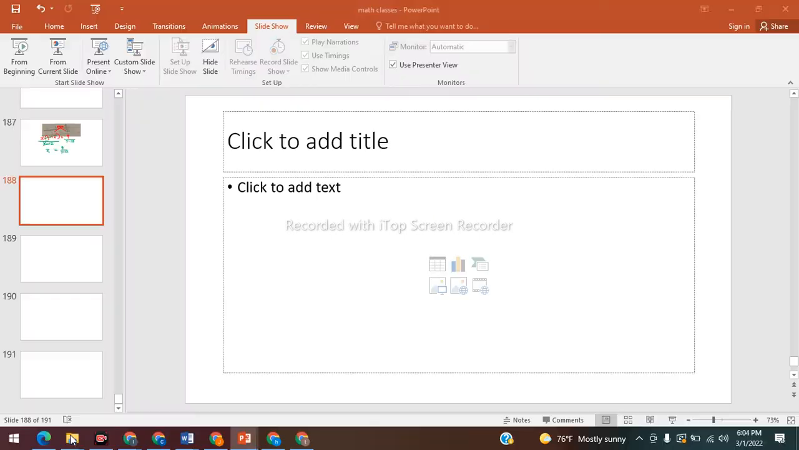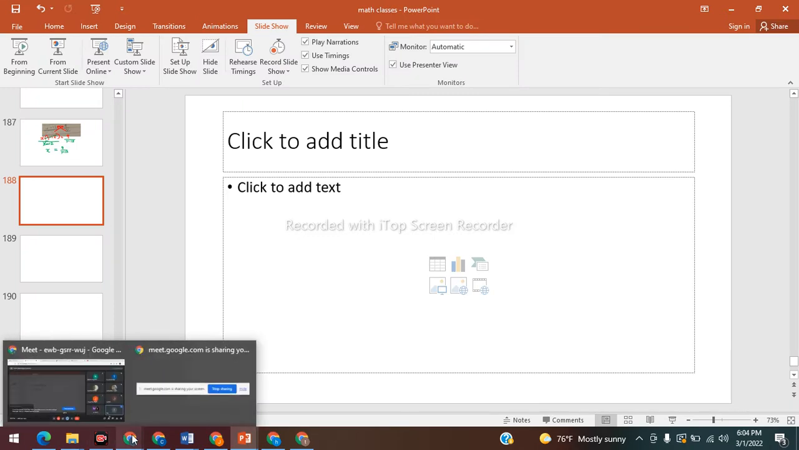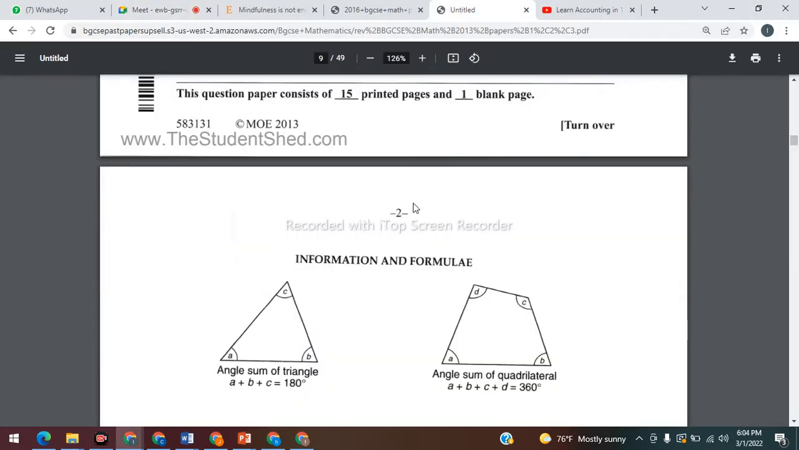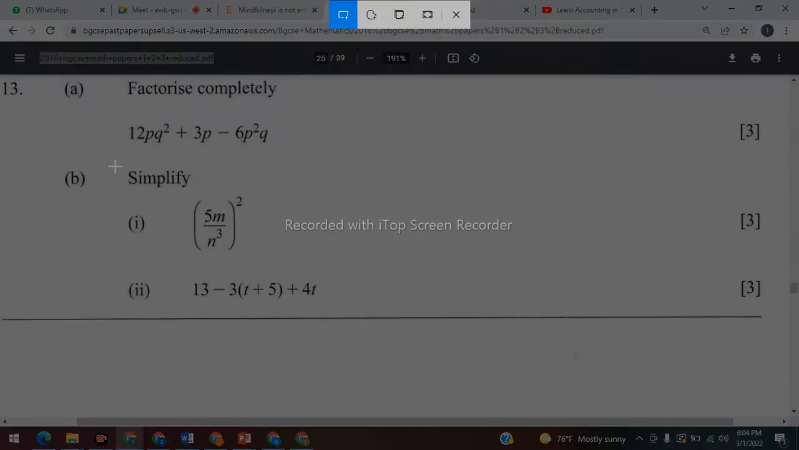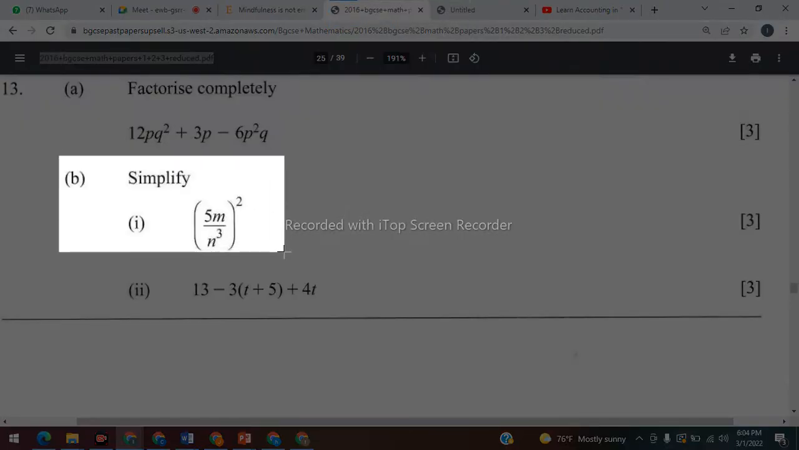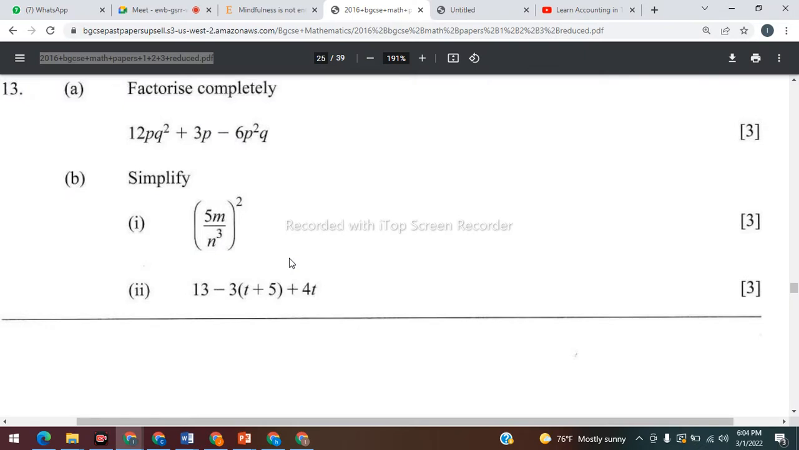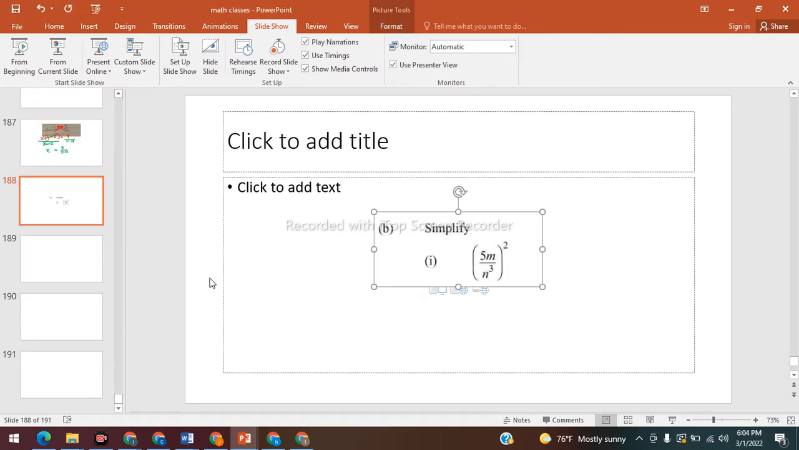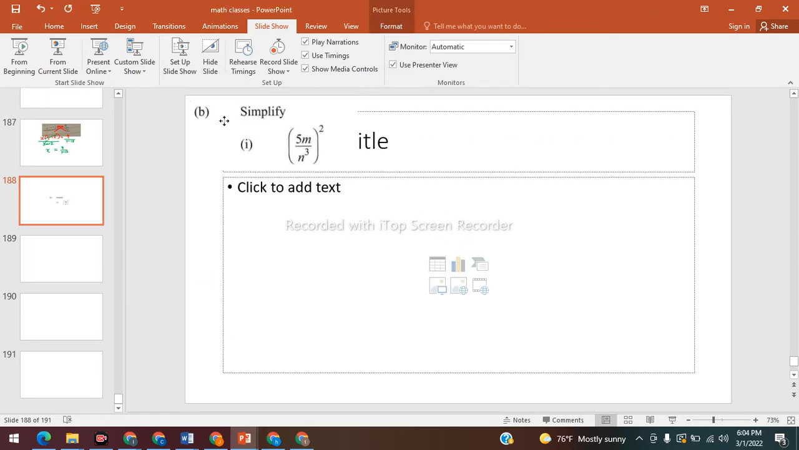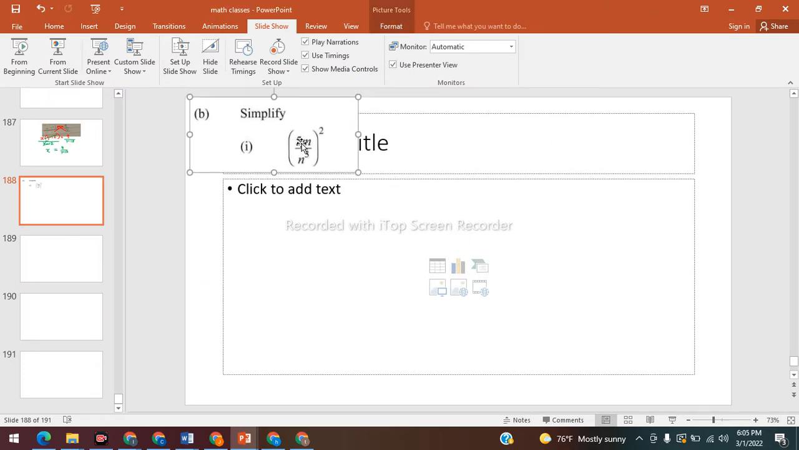Let's begin with what I really like about that way. I promise you I would have never done that like that. It makes so much sense. It's squared, so it's itself twice. So let's consider this. We have simplified: 5m divided by n to the third, all squared.